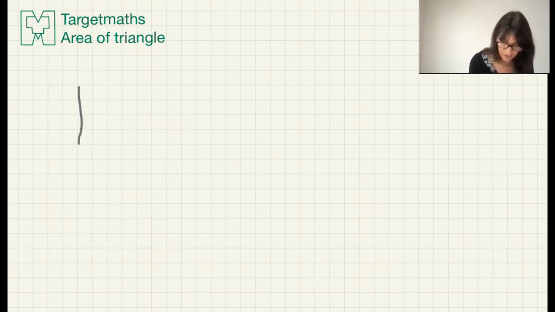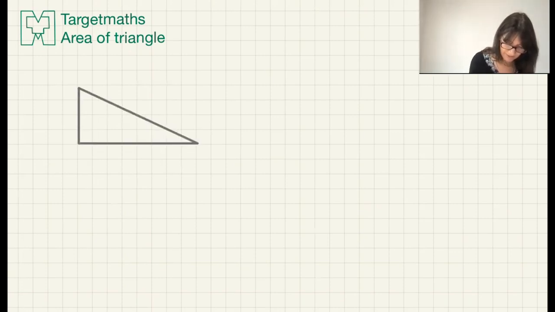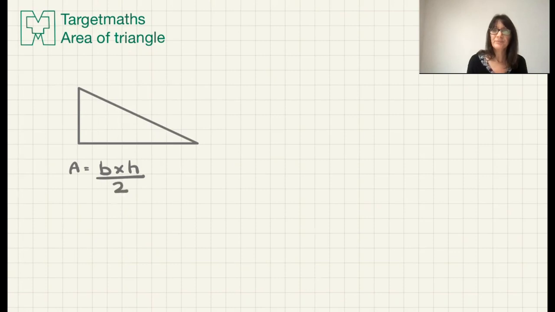So if I've got a triangle, there it is. The formula is base times height. But I must remember to take whatever that answer is and divide it by 2. All right, so it's the same start as a rectangle, but you must remember to half it. All right, let's do a couple of questions.